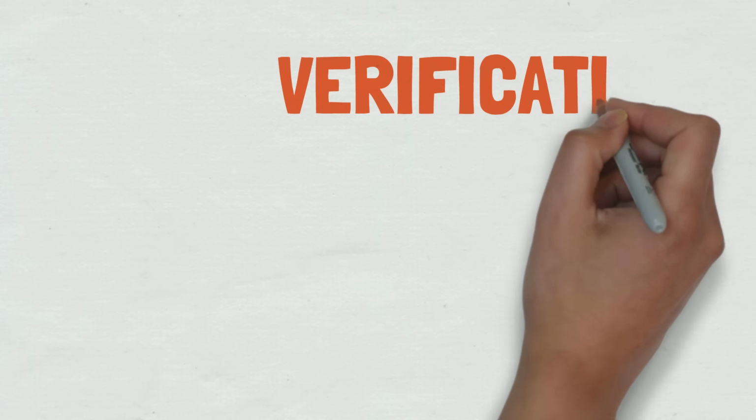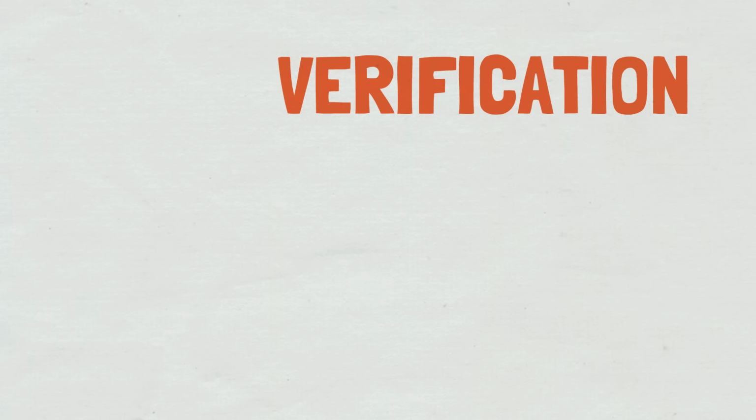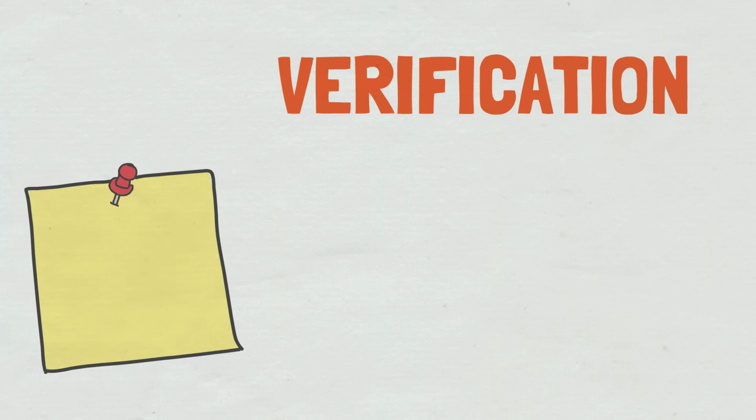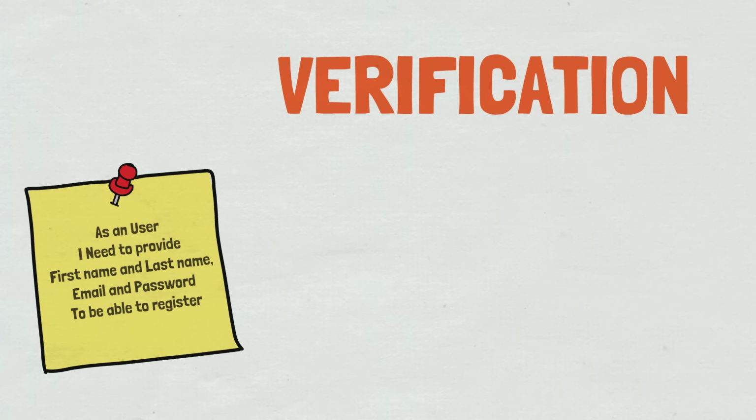Let's start with verification. According to the definition, the verification is checking if the system meets the requirements, user stories, or other specifications. It means that we need a requirement. In our case, it is a simple user story about user registration on the website. Users need to provide their first name and the last name, email and password to be able to register successfully.